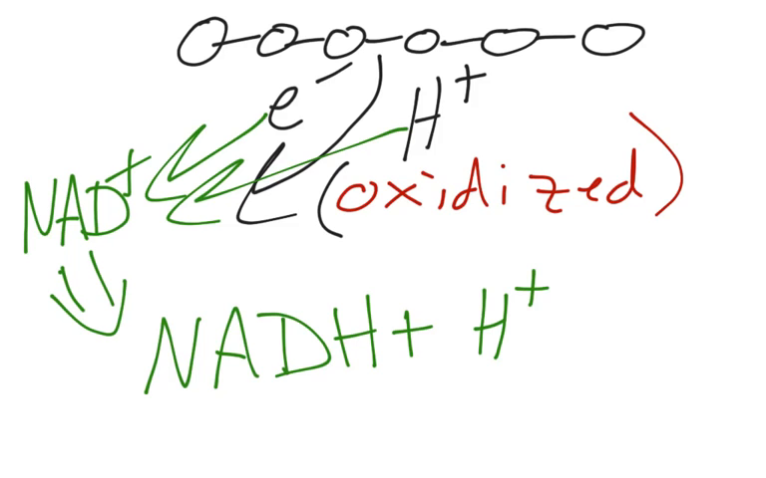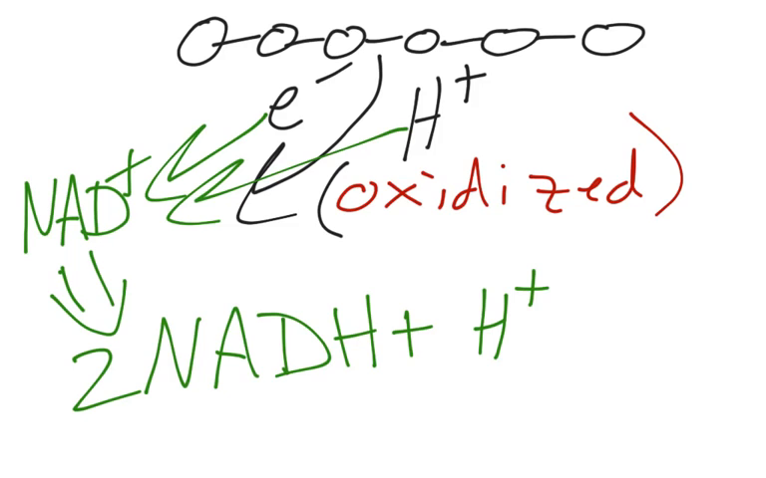In glycolysis, this happens twice. We end up with 2 NADHs in glycolysis, and those are important because that's really where we get most of our ATP, when those go to the electron transport chain.